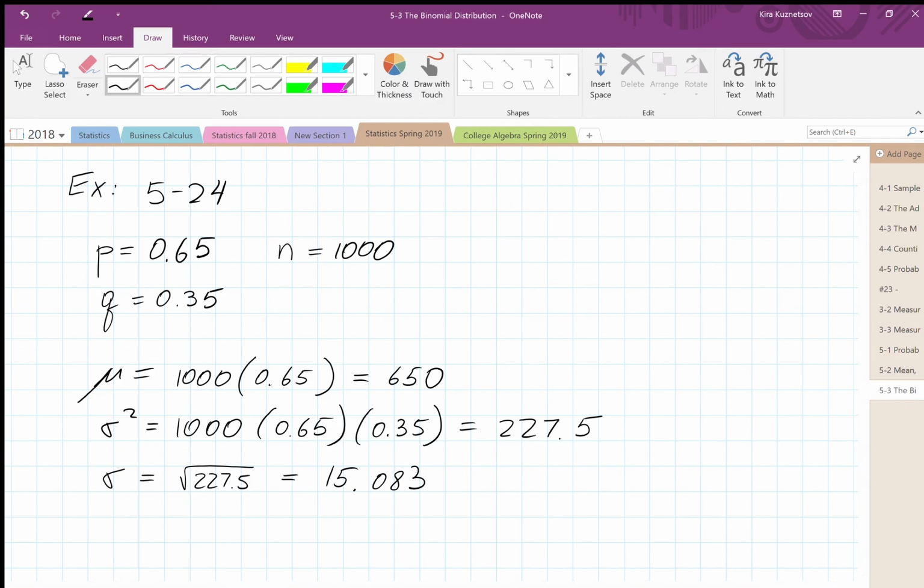This is the end of 5-3, and in fact the end of chapter 5 for us. The 5-4 covers the other types of discrete probability distributions that are just not covered in our class.